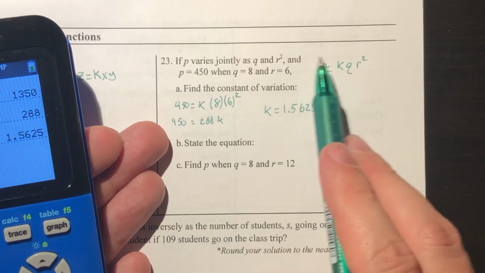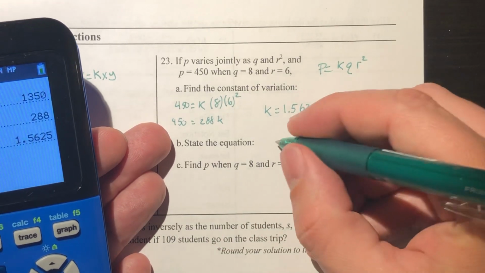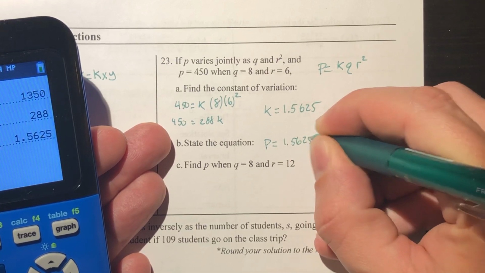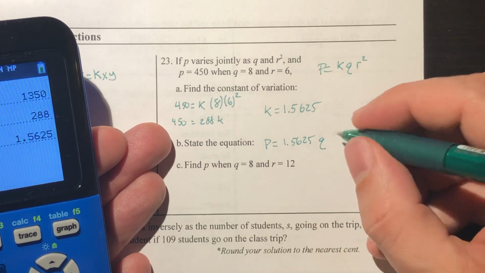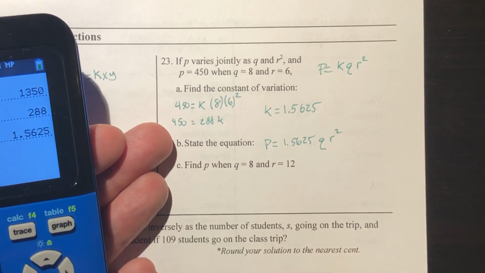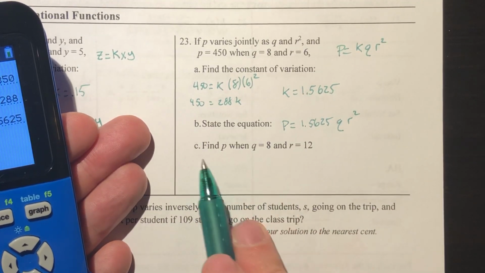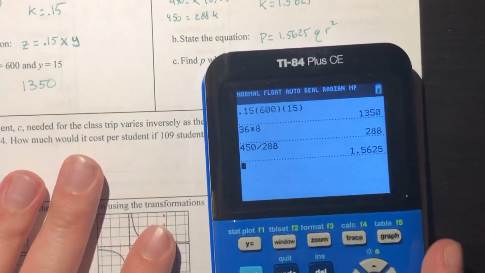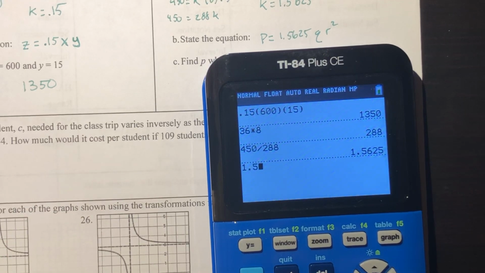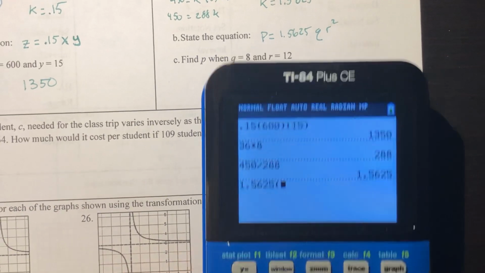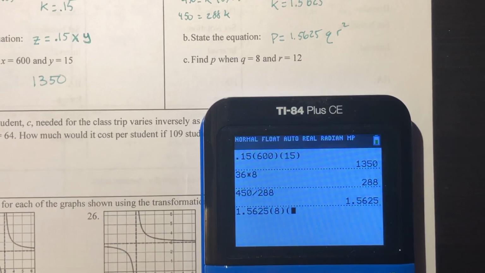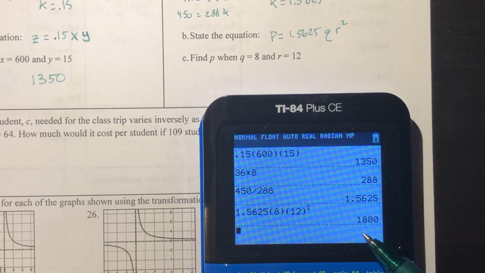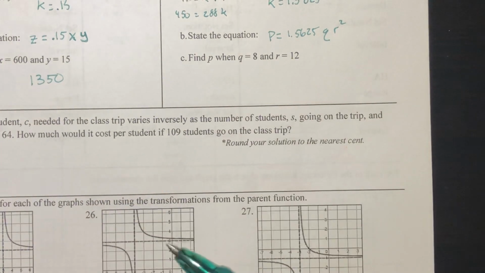To state the equation, you're writing this only using that k value. P equals 1.5625 Q R squared. Find P when Q is 8 and R is 12. So it's 1.5625 times 8, and then 12 squared. It's going to give me 1,800.